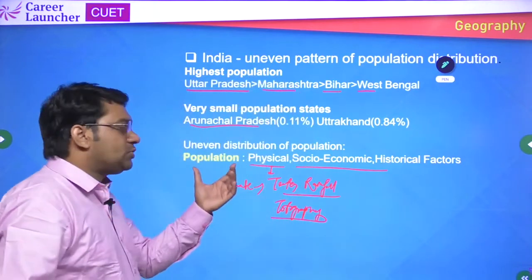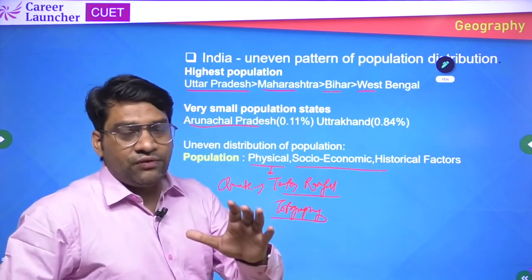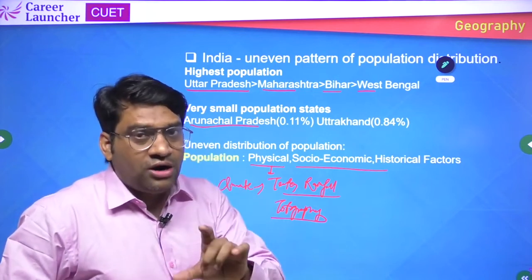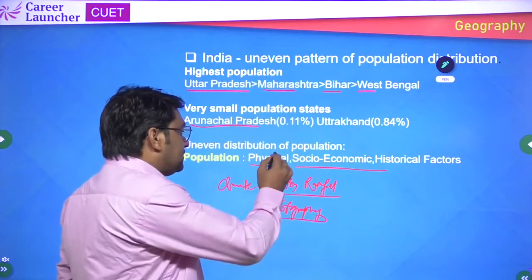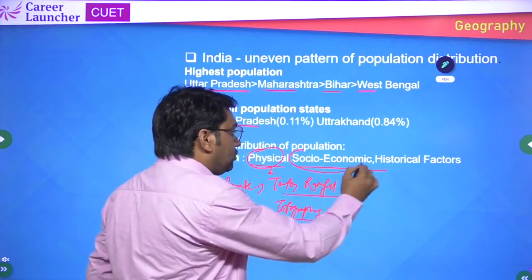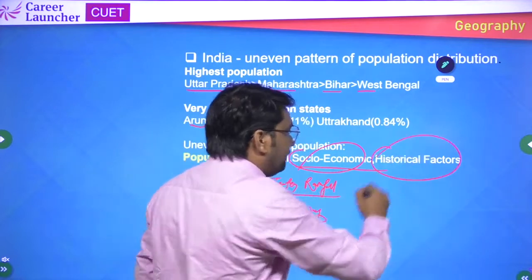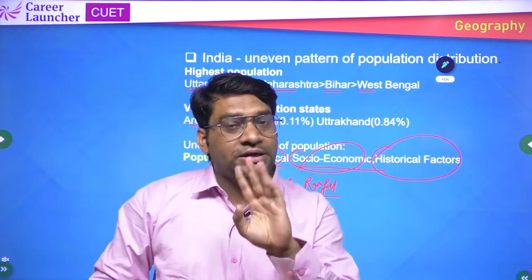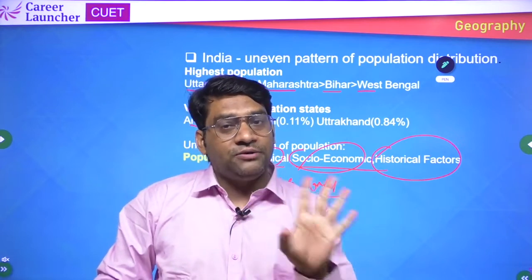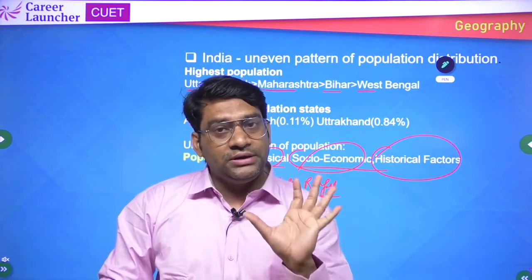So on uneven distribution of population, in the exam they can ask you a question: which of the following is not a reason behind uneven distribution of population in our country? So remember all these three factors: physical factor, socio-economic factor and historical factor. All three factors are very important. If you remember these three factors, then whatever the fourth factor is, you can easily identify that it is the wrong option.